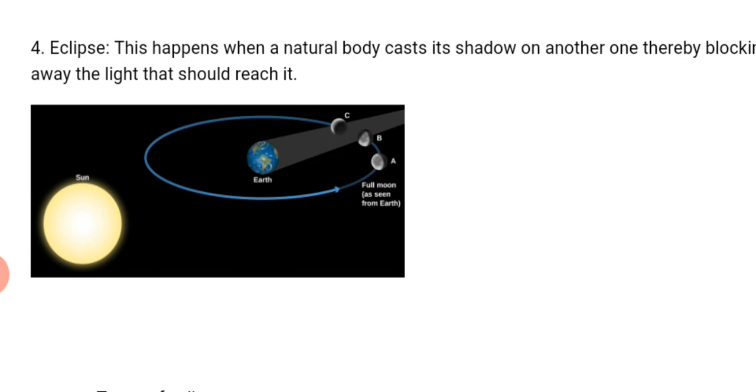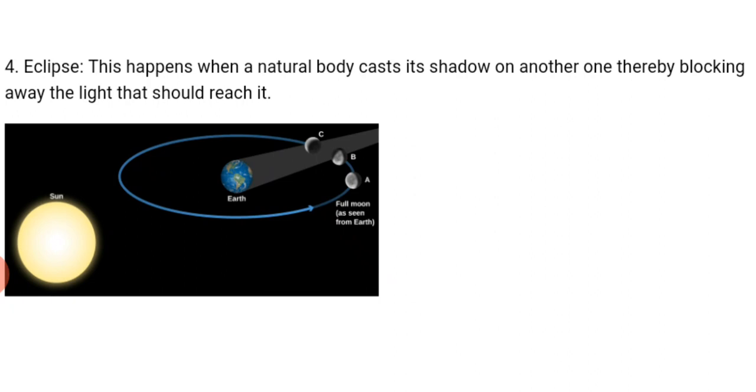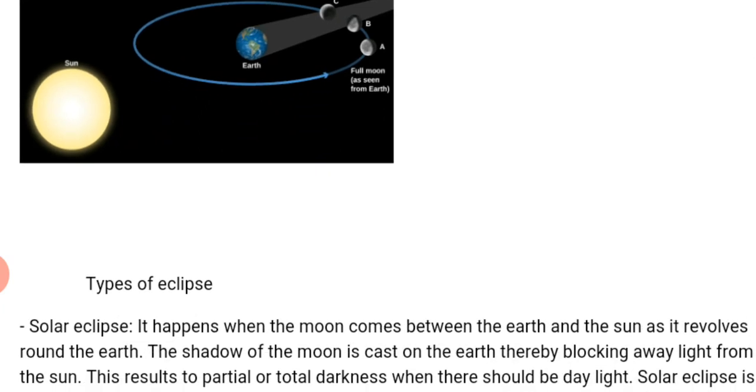Eclipse happens when a natural body casts its shadow on another one, thereby blocking away the light that should reach the first one. That is, eclipse does happen when a natural body casts its shadow on another one, thereby blocking away the light that could reach the first one. And we have two types of eclipse. They are eclipse of the moon and eclipse of the sun.